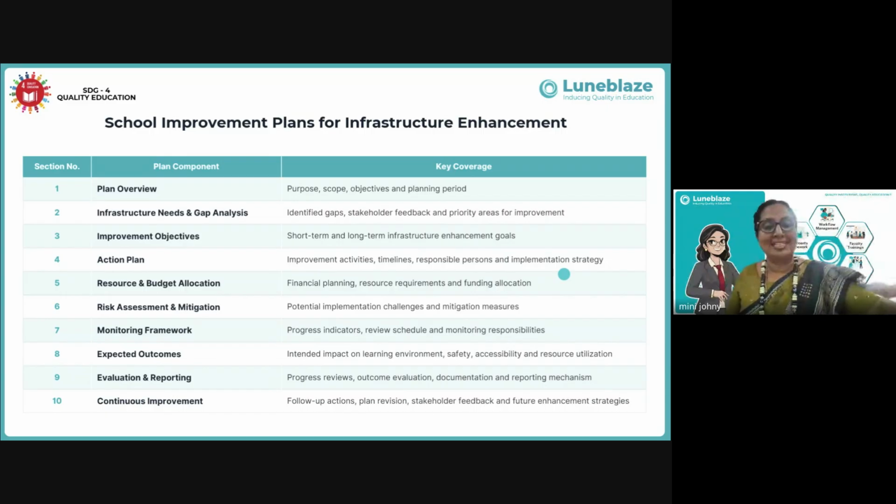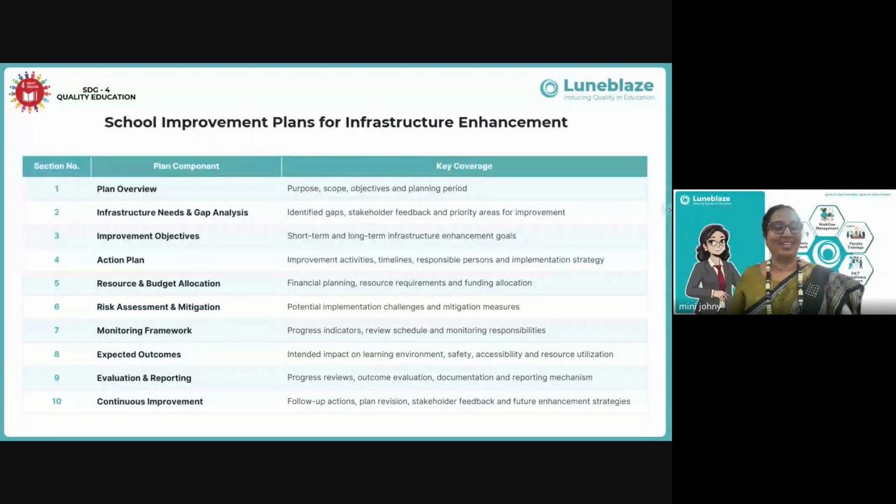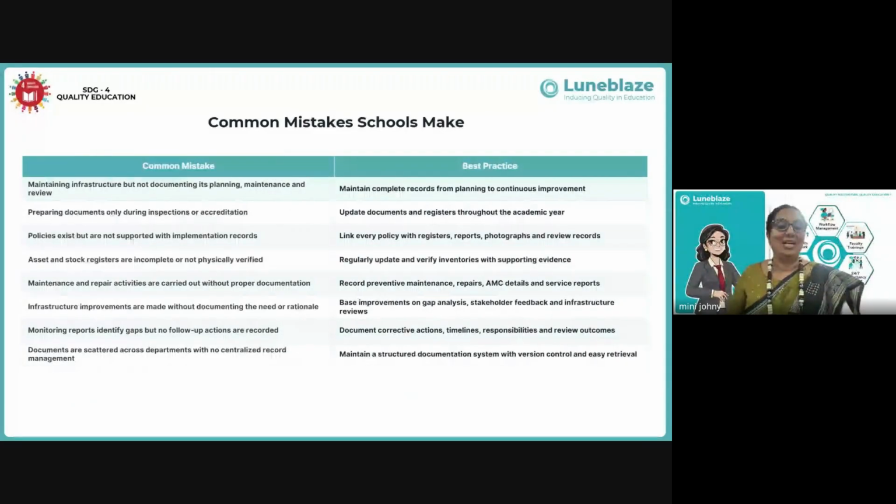Good to go to the next slide. The next slide will be a different slide. Yeah. As you know, next slide, common mistakes. Yeah. Here are our common mistakes.